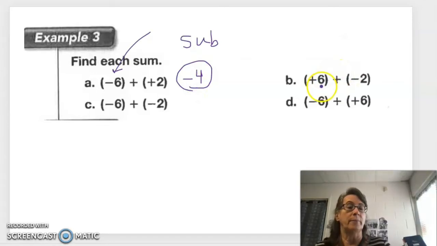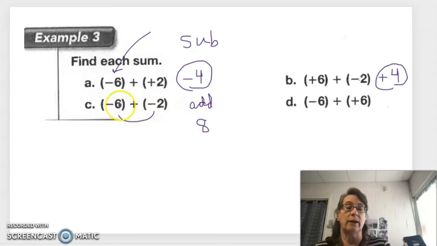Move over to this one. We have opposite signs again, a plus and a minus. So we're going to subtract 6 and 2 and get 4. But this time, the highest absolute value is 6, and it is positive, so the answer will be positive 4. Okay, down here we have 2 same signs. They're both negative. Same signs we add, and so the absolute value is 6 plus 2 is 8. We add those together, and then we take the common sign, which is negative.